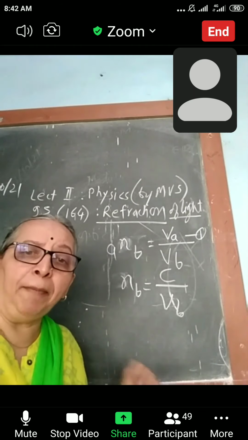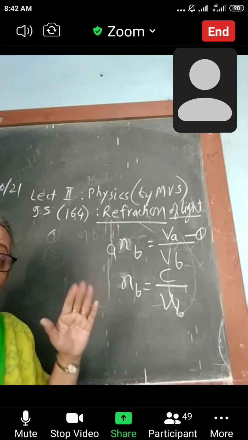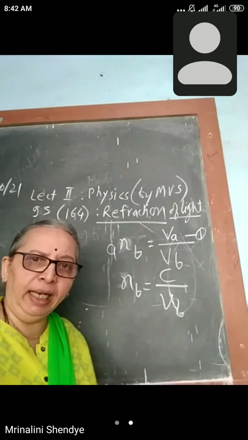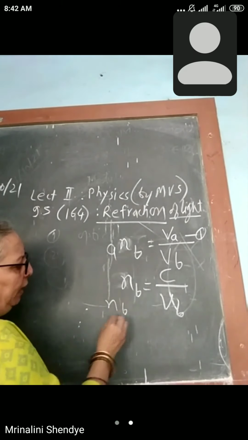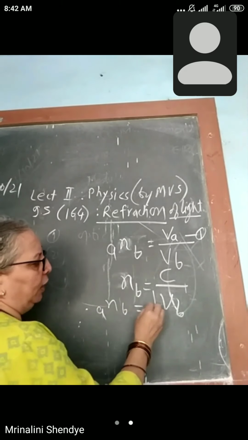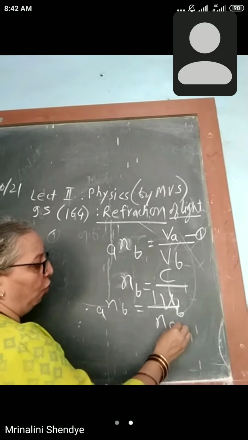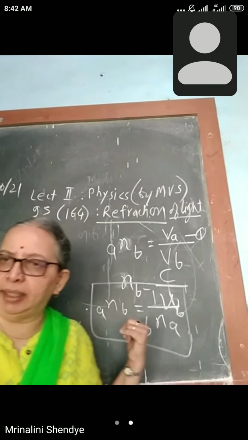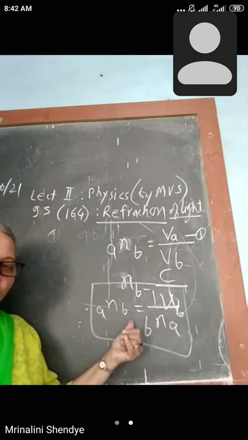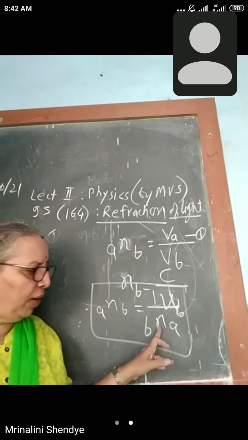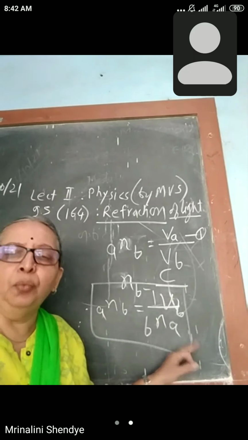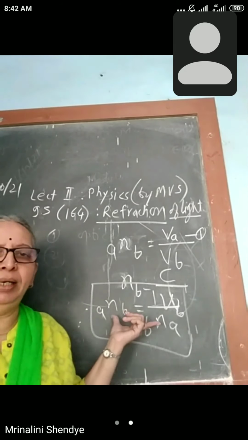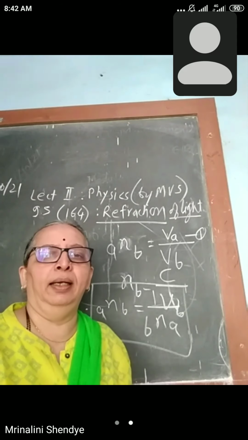So what happens at that time? Due to the reversibility of path principle, which you all know, it is proved that n of B to A is always equal to 1 upon n of A to B. Refractive index of second with respect to first is always the reciprocal of refractive index of first with respect to second. This is a derivation we get.